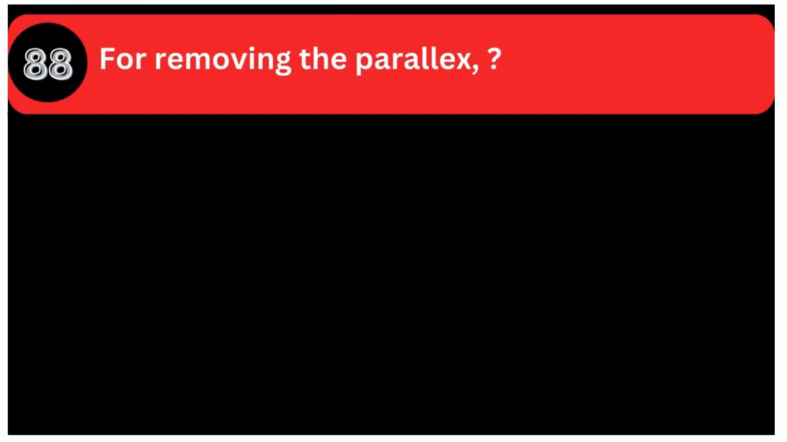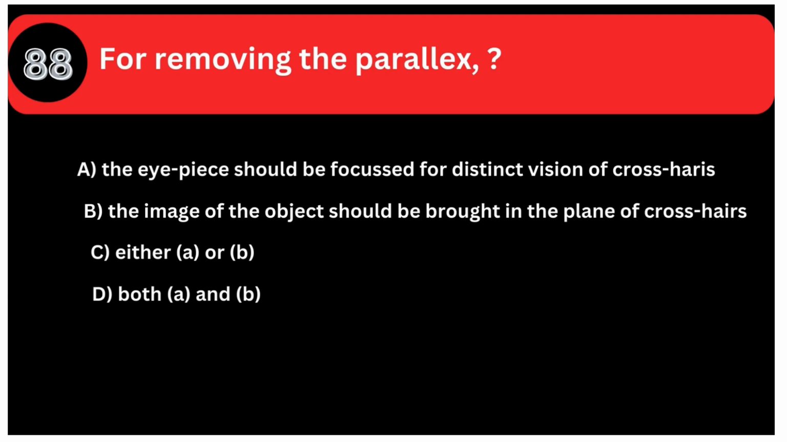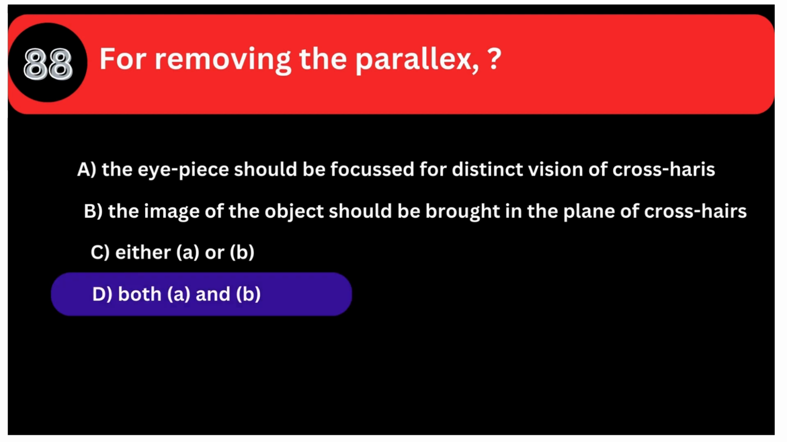For removing the parallax. Options A. The eyepiece should be focused for distinct vision of crosshairs. B. The image of the object should be brought in the plane of crosshairs. C. Either A or B. D. Both A and B. Answer D. Both A and B.